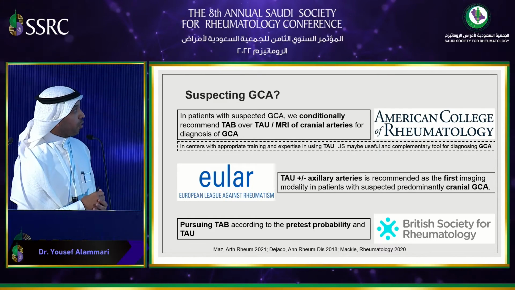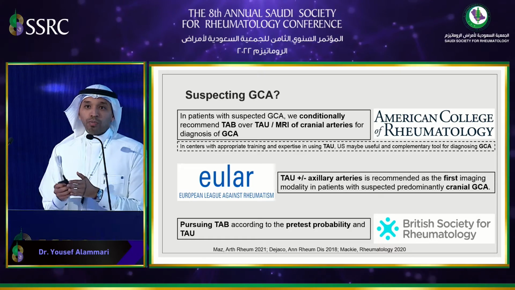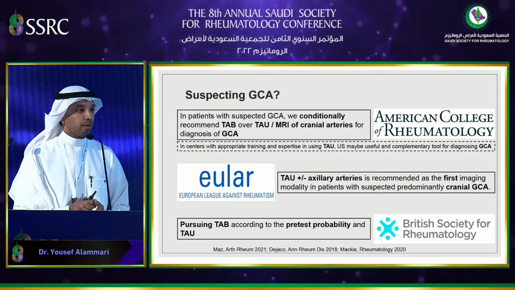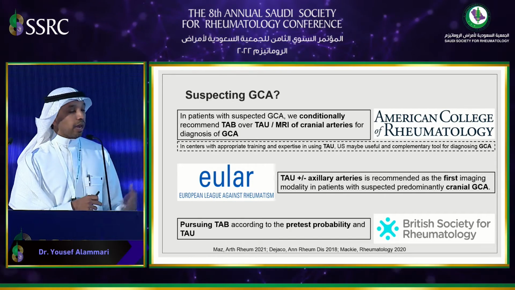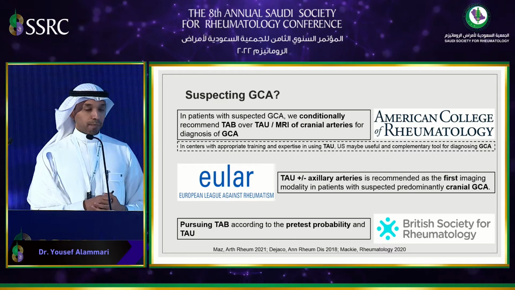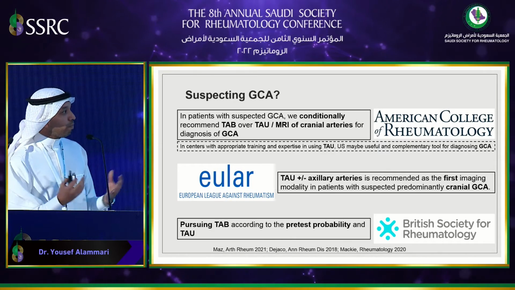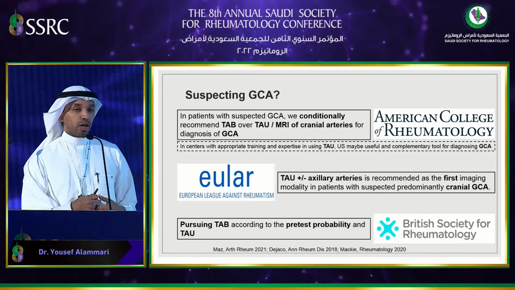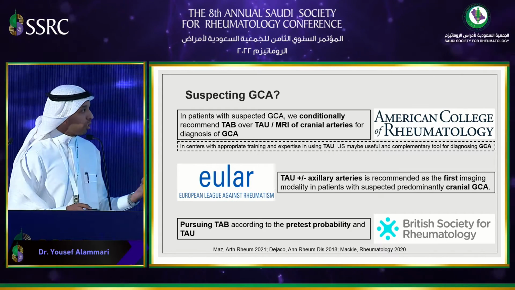On the other hand, EULAR recommends using temporal artery ultrasound, plus or minus the axillary arteries if there is involvement of large vessels, over the other modalities. And interestingly, the British Society for Rheumatology combines the clinical pretest probability in addition to temporal artery ultrasound to determine when to pursue temporal artery biopsy.